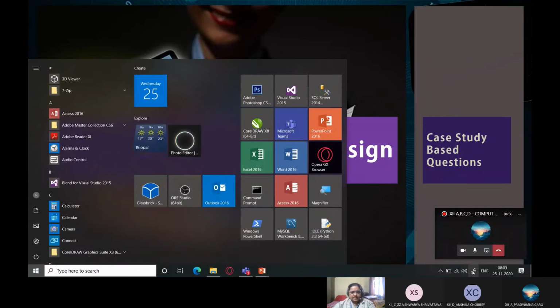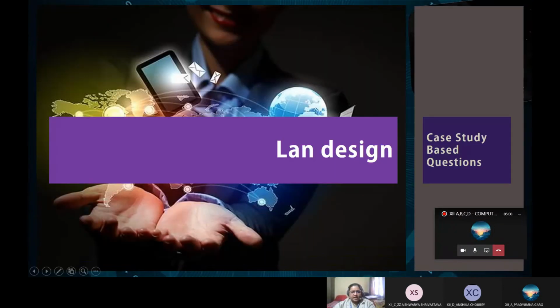Just a sec. Let me also open the whiteboard. Okay. So LAN design, that is, we are going to basically discuss case study based questions. Firstly, the thing is preparation. We need to know certain things before we actually start designing the LAN.